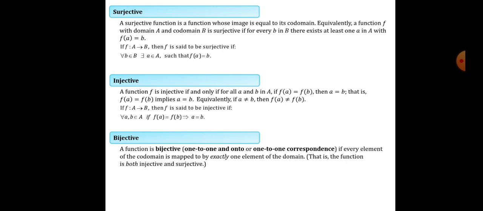We can say it as injective or one-one function. It is also one-one and it is also injective. So what is it? A function f is injective if and only if for all a and b in A, f(a) = f(b) implies a = b. That is, they are saying that every distinct element will have a distinct image if the function is one-one.